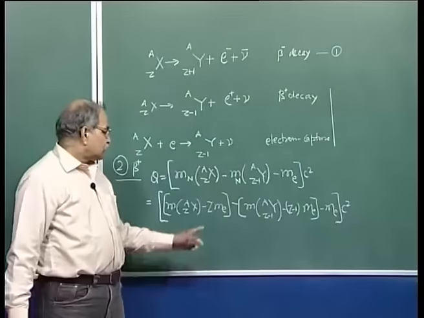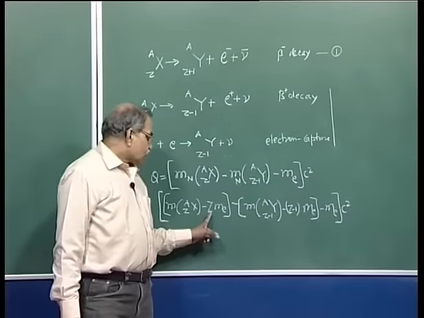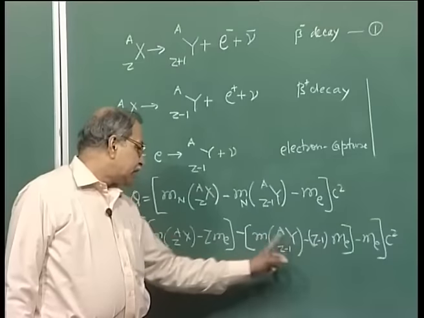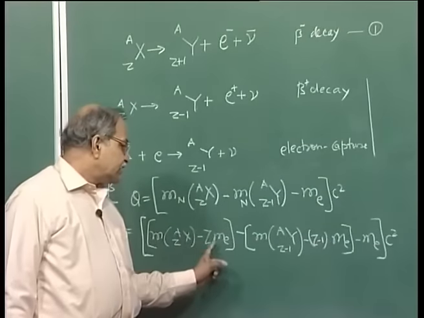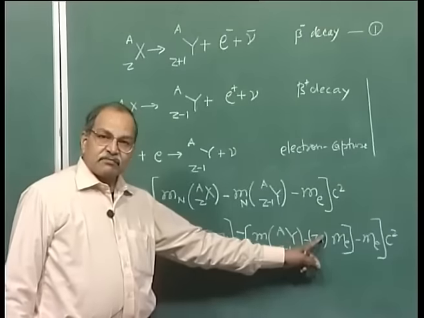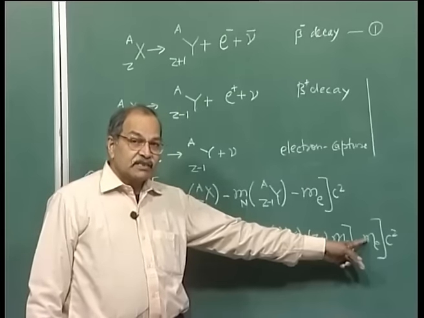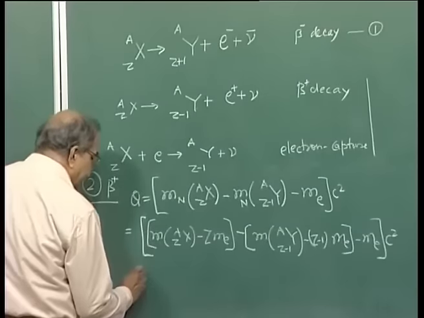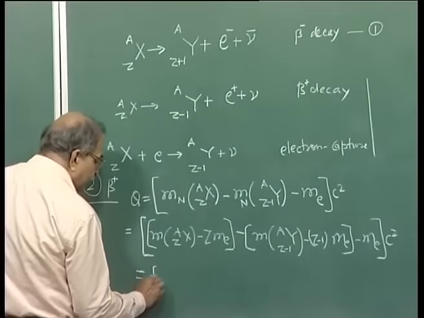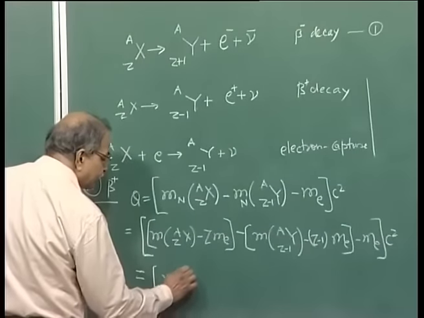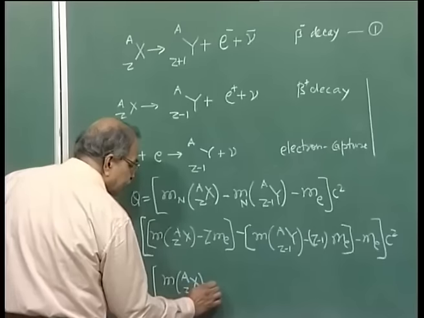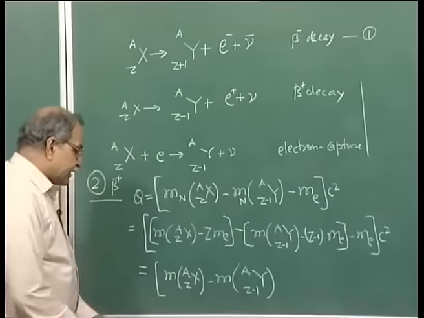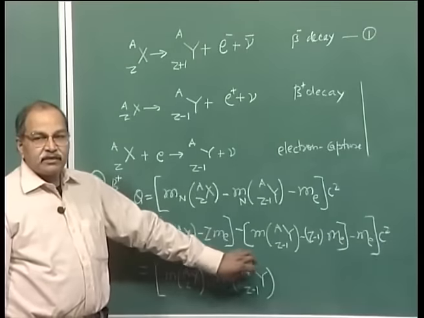Now, look at the electron masses. You have minus Z coming from here and plus (Z minus 1) coming from here. So, this plus (Z minus 1) and minus Z will be minus m_e, and here also you have another minus m_e. So, it is twice the electron mass. So, that electron mass has to be carefully seen. And the rest is the difference between the parent and daughter atomic masses. So, it is M of A X Z minus M of A Y Z minus 1. So, this is the parent atomic mass minus the daughter atomic mass.